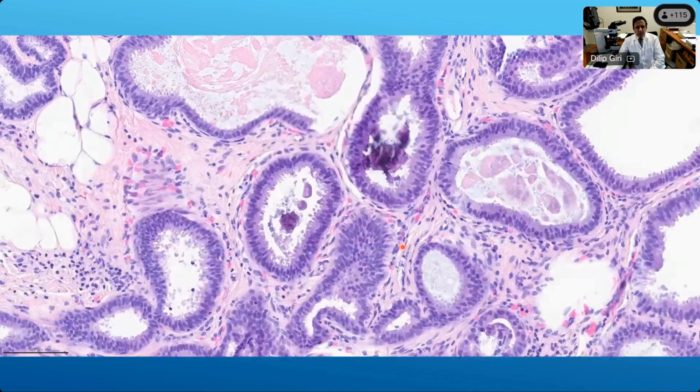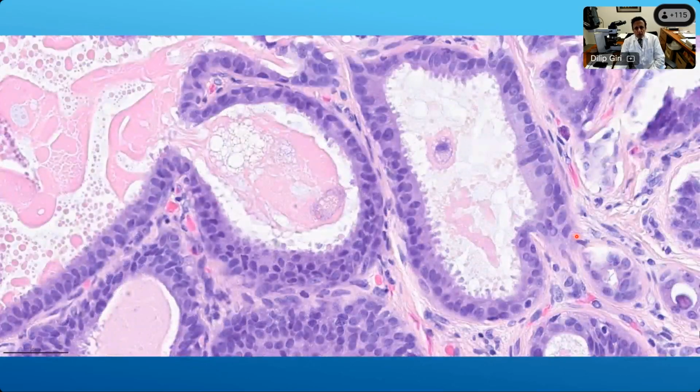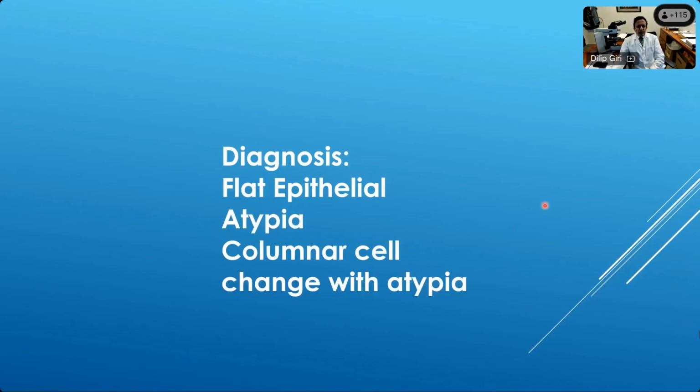And these are lined by somewhat atypical appearing cells, hyperchromatic cells with snouts on their luminal borders, calcifications in the lumen. The nuclei look somewhat hyperchromatic. Higher power. Some of these now begin to show nucleoli. So very low grade kind of atypia present in these ductal lining. So the diagnosis here is flat epithelial atypia or columnar cell change with atypia.